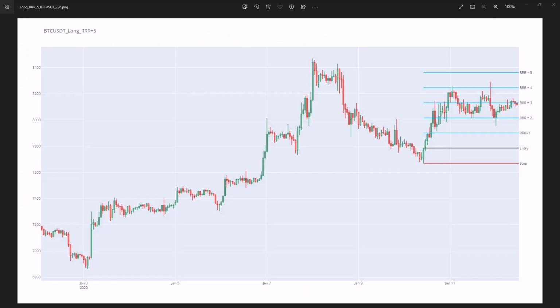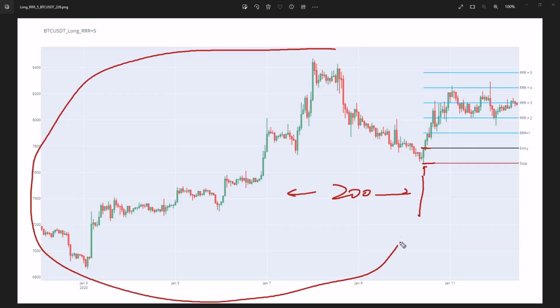Okay, now let's take a look at some of these images and see what they really look like. In each of these plots, we have the entry at this point. This is the entry, this is the stop, and we have the reward lines here up to 5. Before this entry, we have 200 candles. That's really the history. This part is what we're interested in. We want to check the patterns and find any theme within this portion.